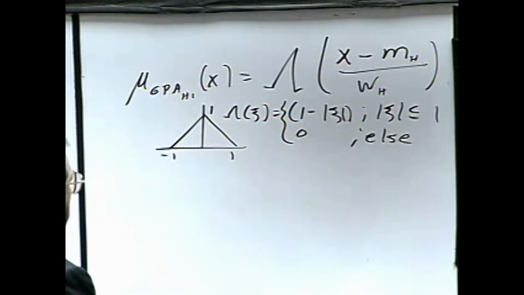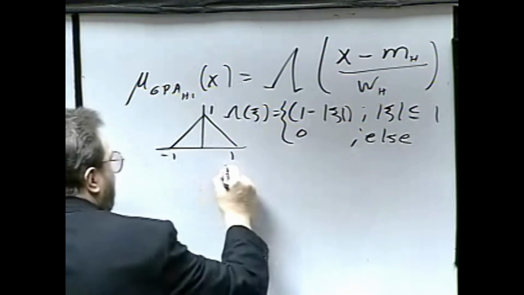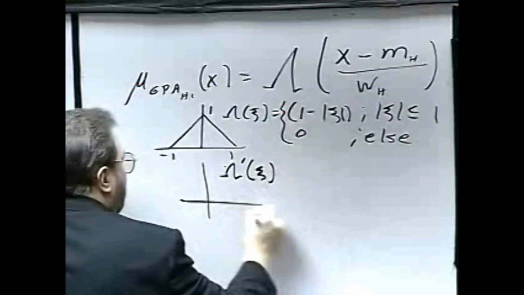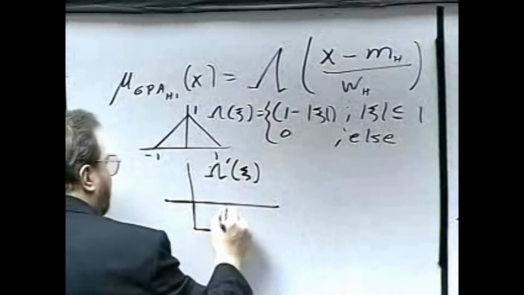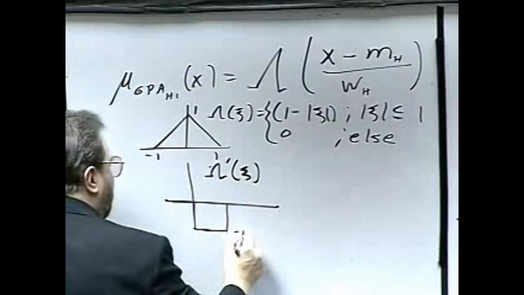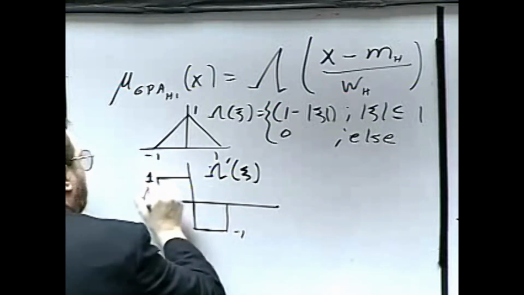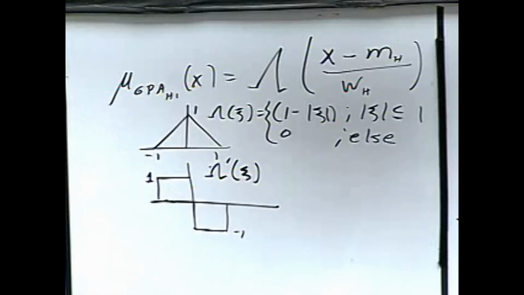Okay. So what is the derivative of the triangle function? The derivative of the triangle function is a little pulse with a value of -1 here, a little pulse with a value of +1 here. So that's what the derivative is equal to, right?